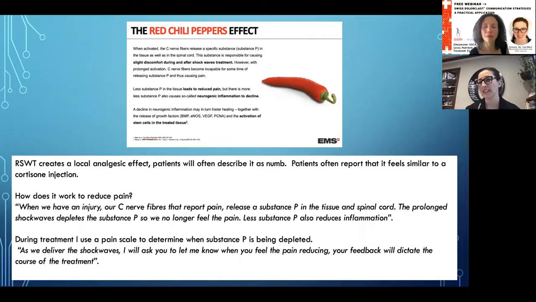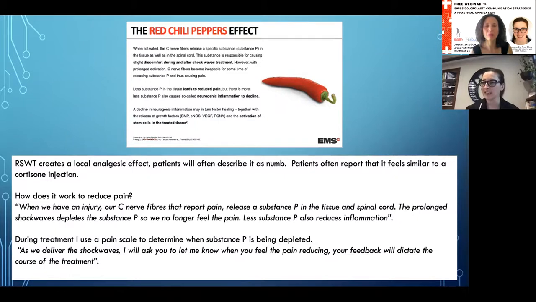So if they say, oh, that's about an 8, I'm like, okay. Then when I put the shock wave on, they might say, oh, that's a 10. So I've actually increased the pain by applying the shock wave. So then I'll try and talk them through just keeping them calm, keeping them relaxed, keep them breathing and reassure them, and keep telling them, let me know when you feel it starting to ease.